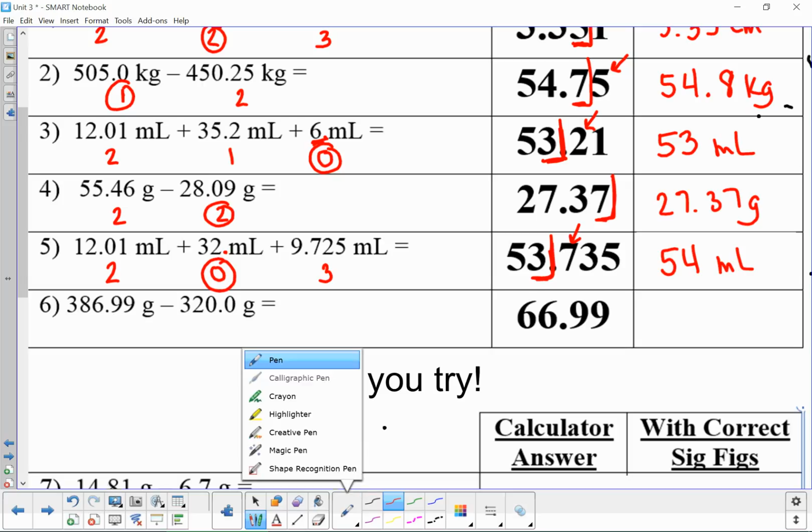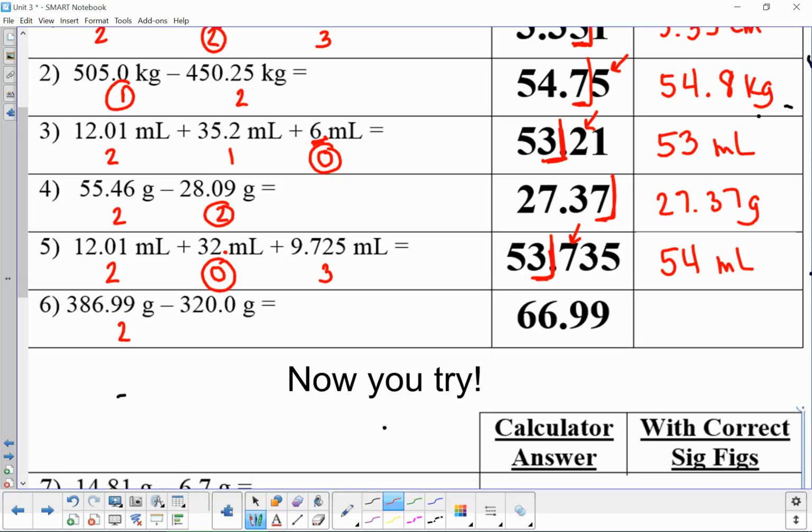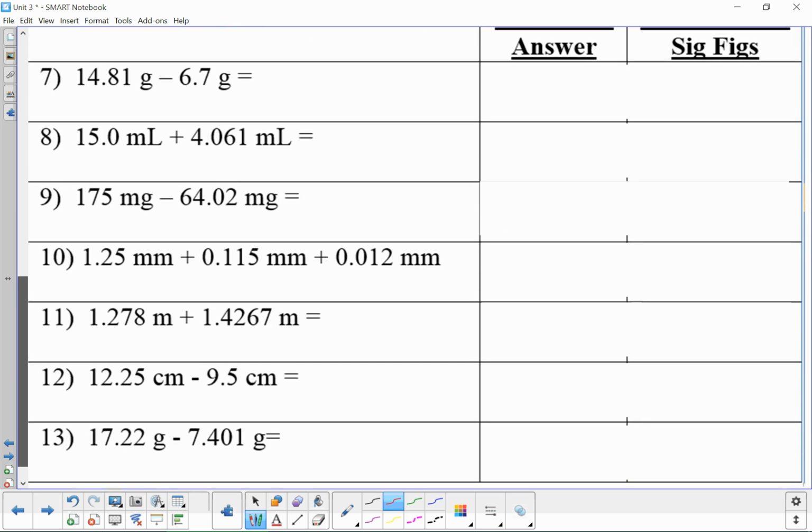In our last number right here, we've got 2 sig figs after the decimal there, and 1 sig fig there. That 0 does count. So 1 is the least number of sig figs. So I want my answer to have 1 sig fig after the decimal. That happens right here at that 9. Because of this 9 after it, that means that I have to round it up. And so you're going to round your entire number to 67.0 grams.